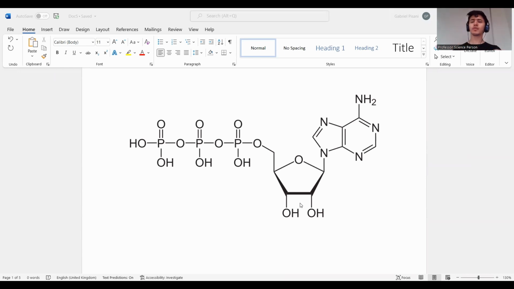However, right now, this molecule is not serving as a building block for DNA, but rather as a molecule that can give a phosphate group to another molecule, specifically EGFR in this case.